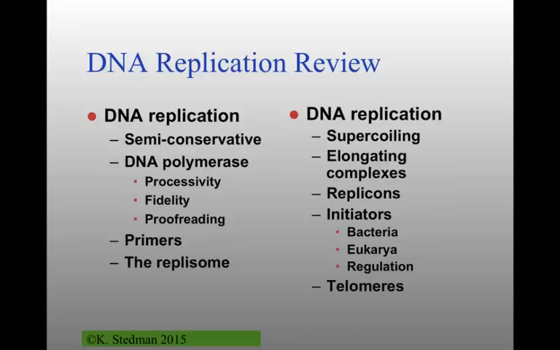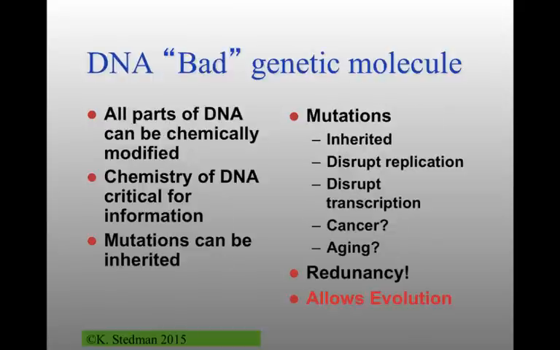So review for replication, hopefully it's all the stuff we've gone through today. We just really finished up this last part today, looking at how initiators look in eukaryotes, how they're regulated. Again, this is all cell cycle related, and telomeres. More questions on replication or telomeres before we move on and talk about how crummy DNA is as genetic material.